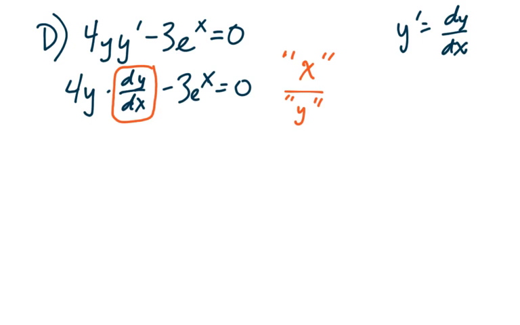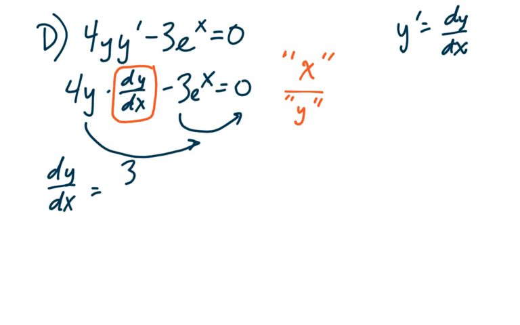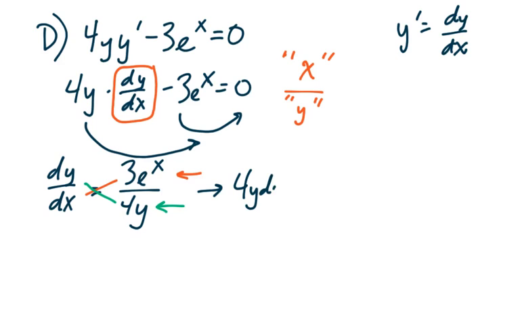So I'm going to do a little bit of algebra magic. Here we go. Let's start moving things around. I'm going to add the 3e to the x, and I'm going to divide by the 4y. How about dy dx equals a positive 3e to the x divided by 4y? The good thing is the x function is up on top, which is what we want, so it's diagonal. And the y function is on the bottom, so it's diagonal. So we can go ahead and cross multiply. Here we go. Ready? Let's cross multiply, and we get 4y dy equals 3e to the x dx. Good. Y is matching, x matching.